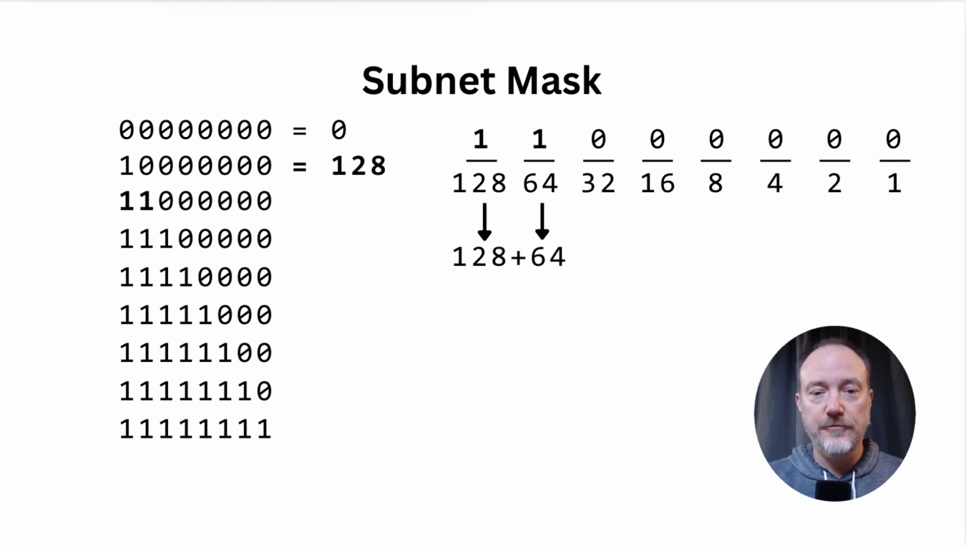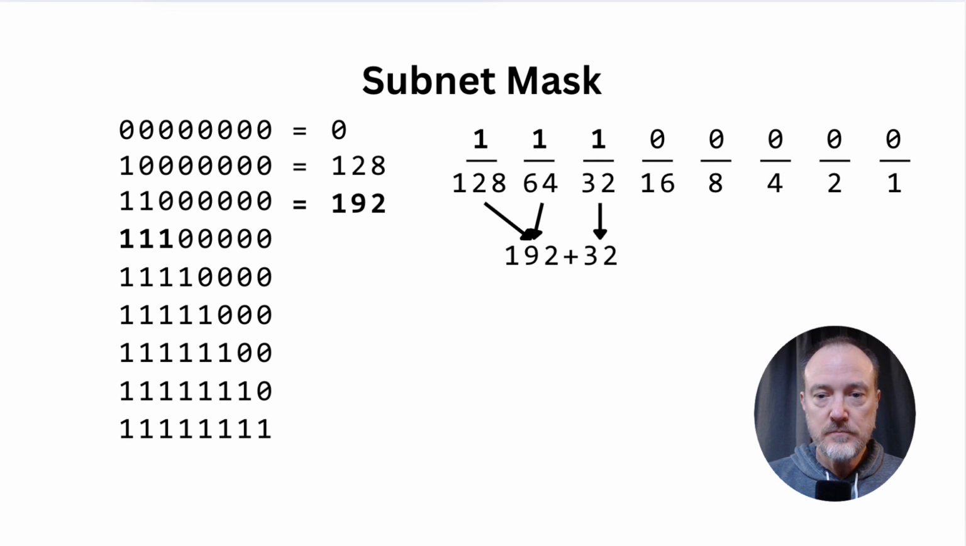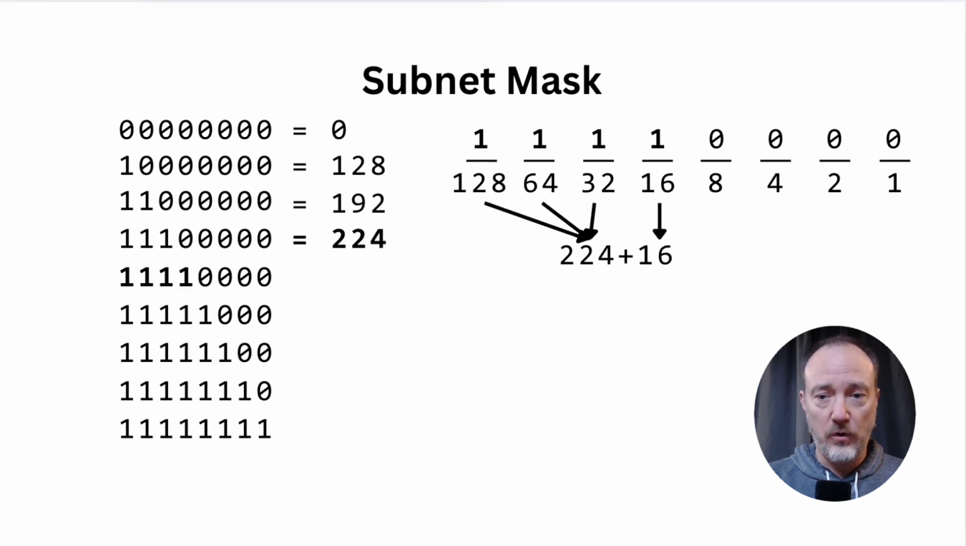So below that, we have 2 ones and then 6 zeros. So now we have a 1 in the 128's place and a 1 in the 64's place. That means we have to add 128 plus 64, and then that gives us 192. Next, we have 3 ones. So there's a 1 in the 128s, the 64s, the 32s. Now, we've already added up 128 plus 64. We know that's 192. So all we're really doing is adding 32 to 192, and that gives us 224.